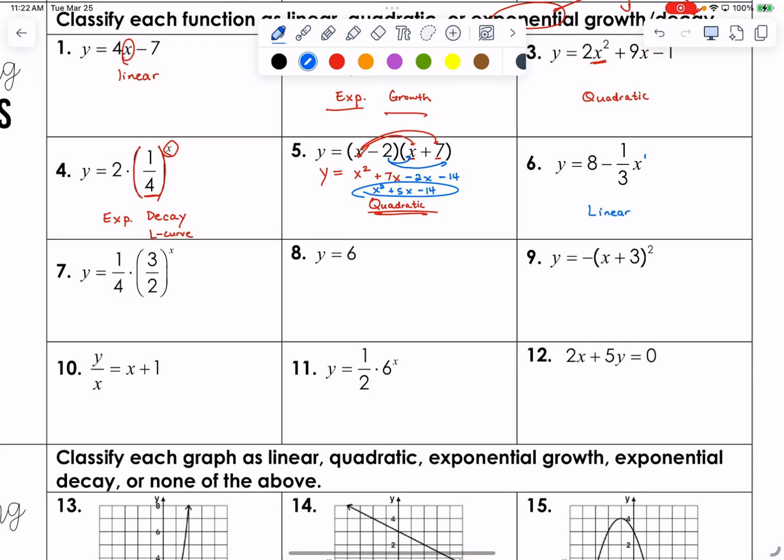Morris, is number 12 quadratic? No. Does it have an x squared? No. Does it have an x power? It's one. Then it's linear.